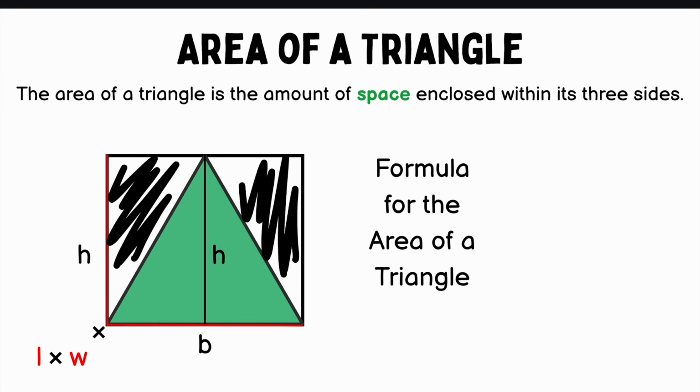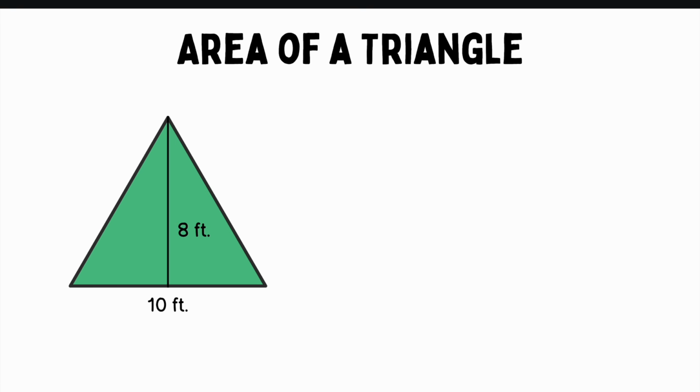So we can write the formula for the area of a triangle: area equals base times height, and divide that in half to get rid of this area and this area, since we only need the area inside of the triangle. Let's find the area of this triangle. Remember, the formula is area equals base times height divided by 2.